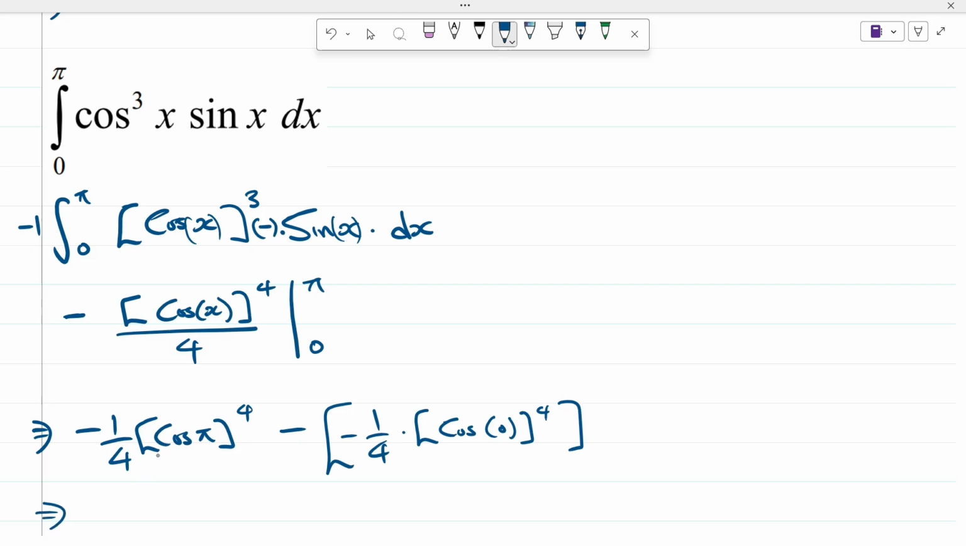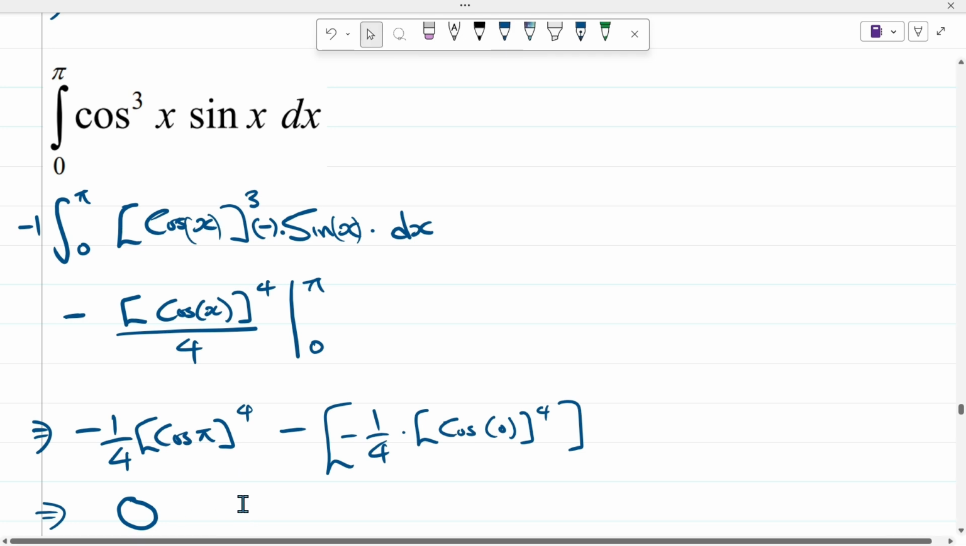Then you punch on your calculator. We should be able to get something like negative 1 over 4 multiplied by cos of pi to the power of 4 plus 1 over 4 multiplied by cos of 0 to the power of 4. So you will get that your answer is 0. So yeah, this must be your answer, 0.